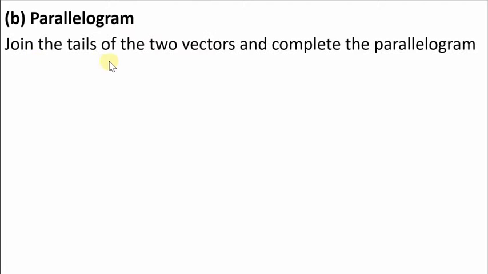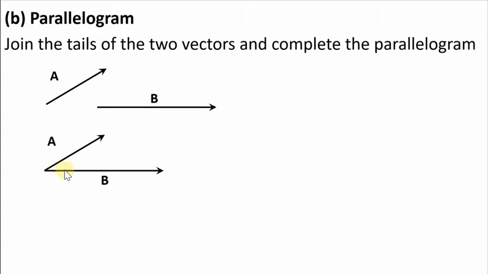Okay, so the second method that we can use is called parallelogram. To use parallelogram, we join the tails of the two vectors and complete the parallelogram. So you have, let's say, this vector here, and then this vector B here. To find the resultant using the parallelogram method, you join the tails here, and then we create a parallelogram.